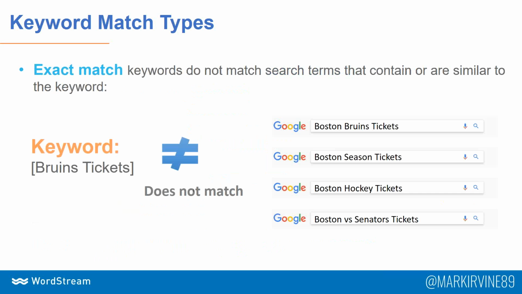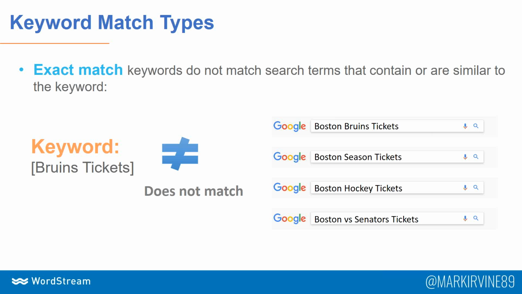But what exact match keywords won't do is they won't match to searches that contain or are similar to that keyword. So the exact match keyword Bruins tickets won't serve an ad to a lot of other relevant traffic for us. It won't get us traffic from Boston Bruins tickets because it includes the word Boston in there. It's not that exact term. Won't get us Bruins season tickets, Boston hockey tickets, Boston versus Senators tickets. All of that traffic would require us to use a different keyword.